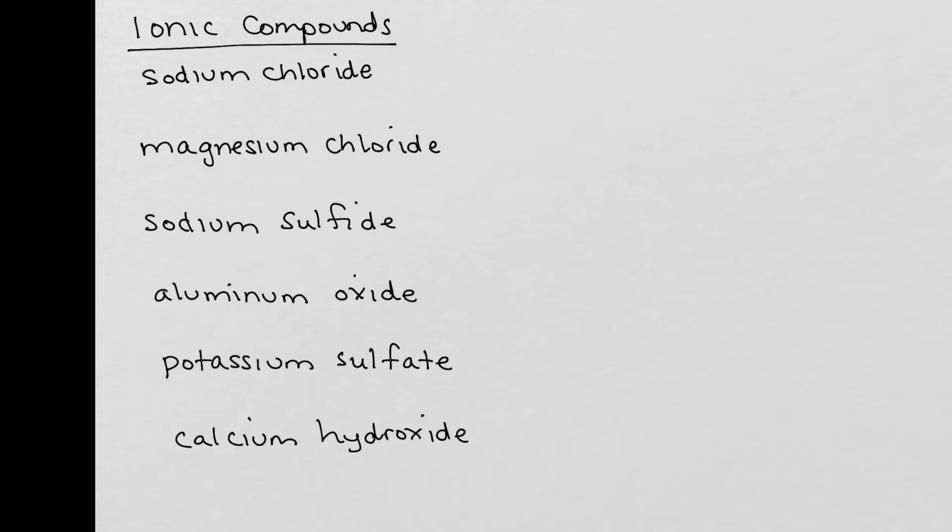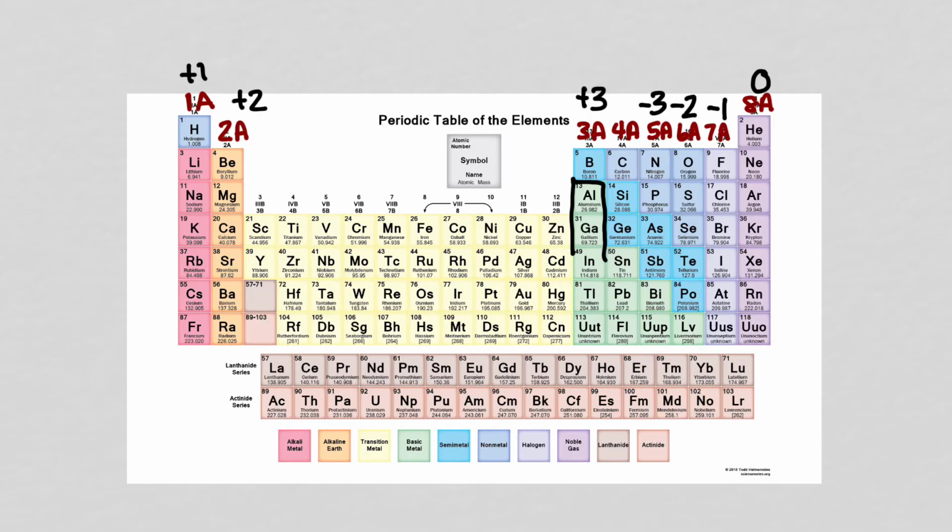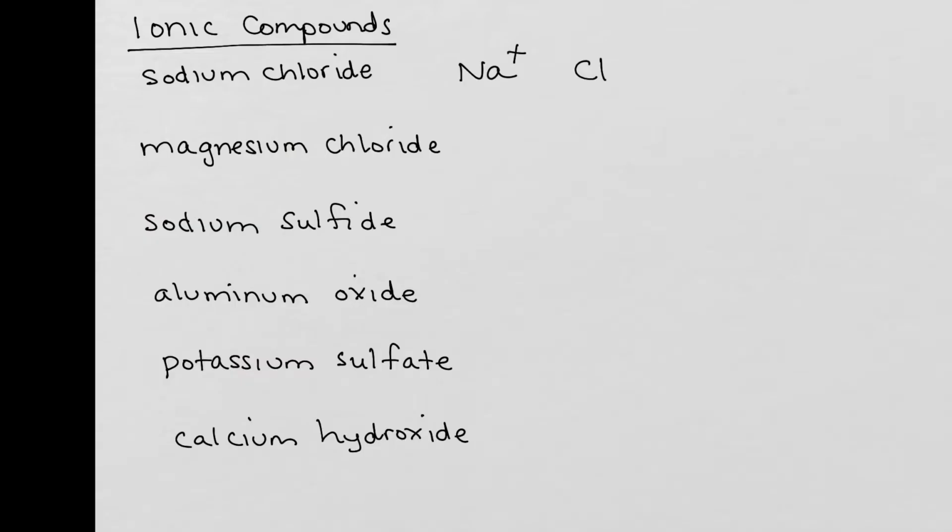So here's sodium chloride. That's made up of sodium and chlorine. If we look at our periodic table, sodium tends to form a +1, chlorine tends to form a -1. And so I know that I need one of each in order for the charges to balance. +1 and -1 cancel each other out. So my formula is going to be NaCl.